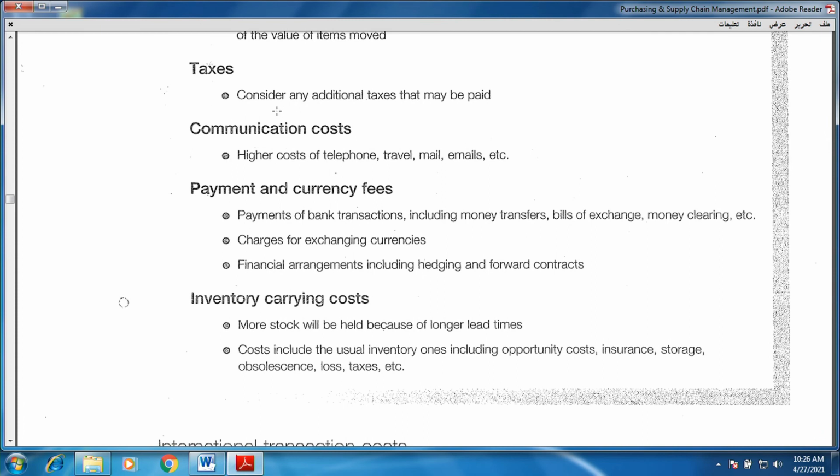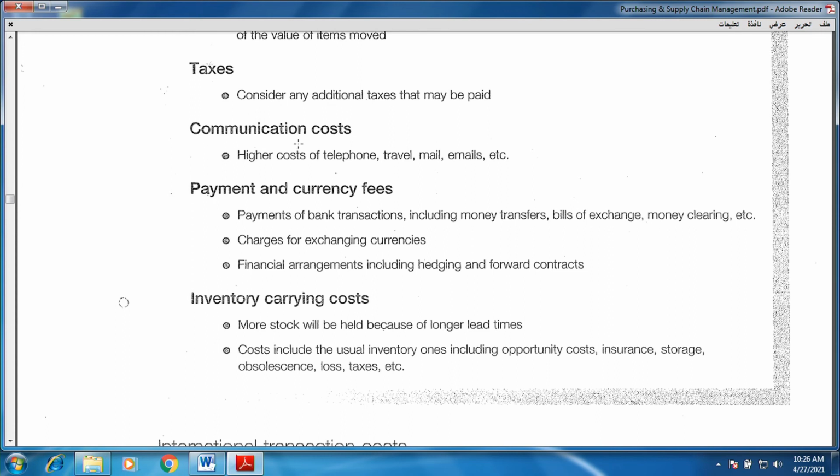Another thing is the taxes. There is an additional tax paid. Sometimes we say sales tax, paid for the country we move the goods inside. This is another format of the duties we pay. So we have the customs duties and we have the taxes. Don't say these are the same thing.